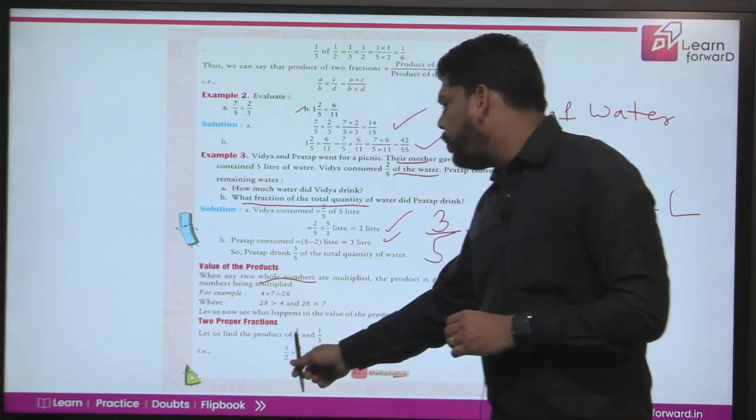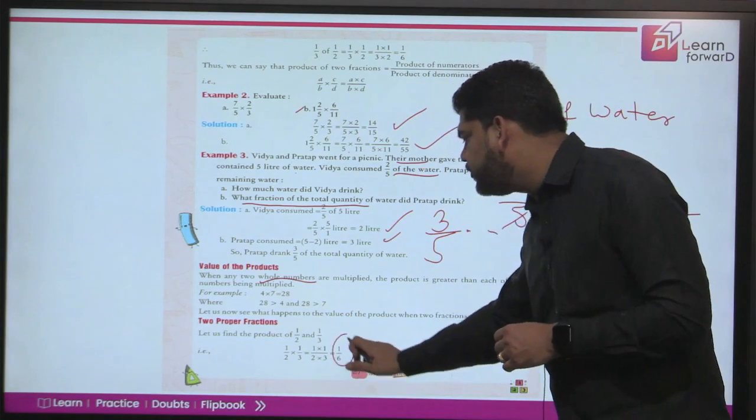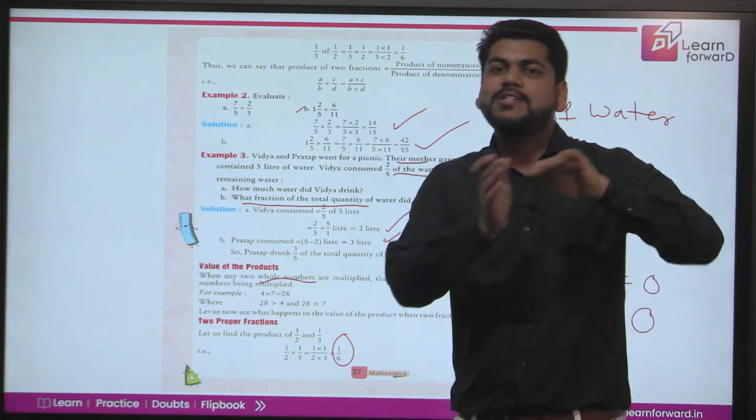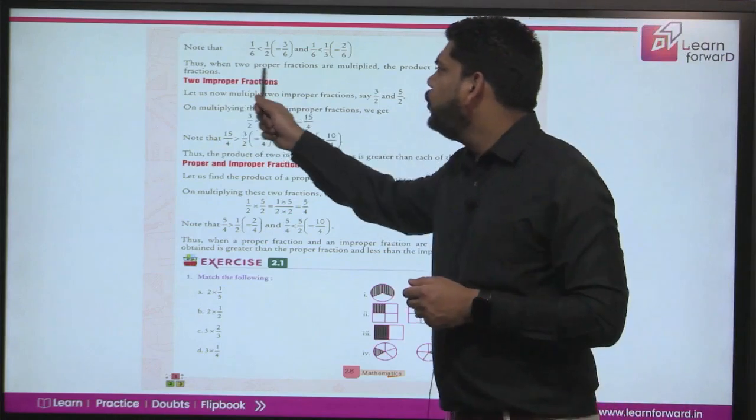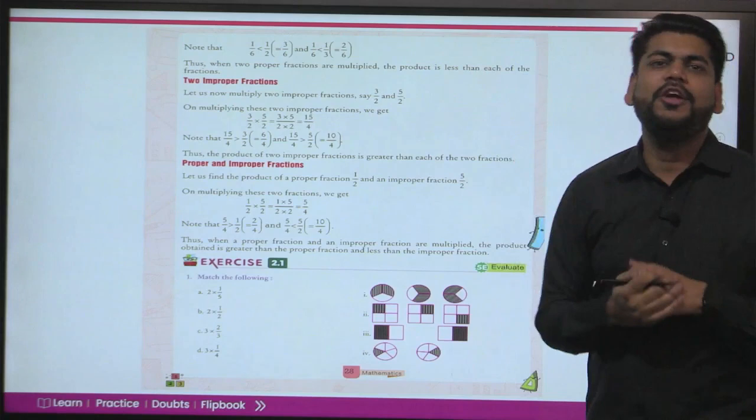When two proper fractions are being multiplied, 1 by 2 and 1 by 3, the answer is 1 by 6. So what happened in fractions? The answer is not greater, it's smaller. When two proper fractions are multiplied, the product is always less than each of the fractions.